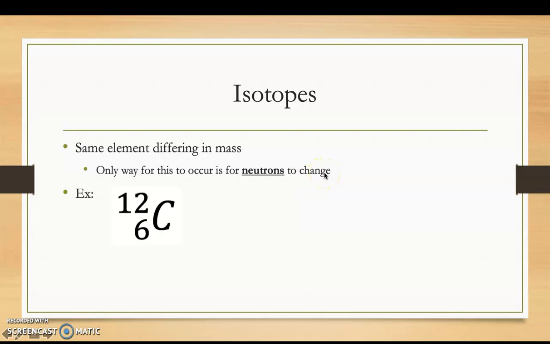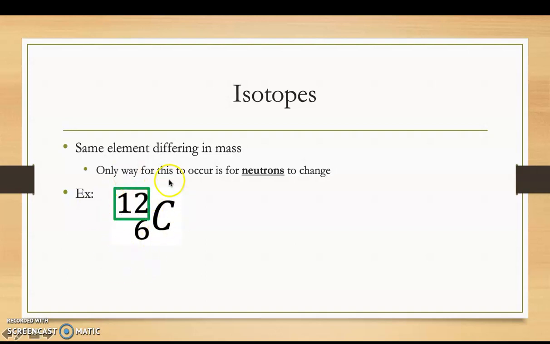So for example, this is a little different way of writing things, so I want you to take a look at this. This C here tells us that it's carbon. That's the element symbol. The 6 down here then is the atomic number. Atomic number for carbon is 6. And the 12 is the atomic mass.